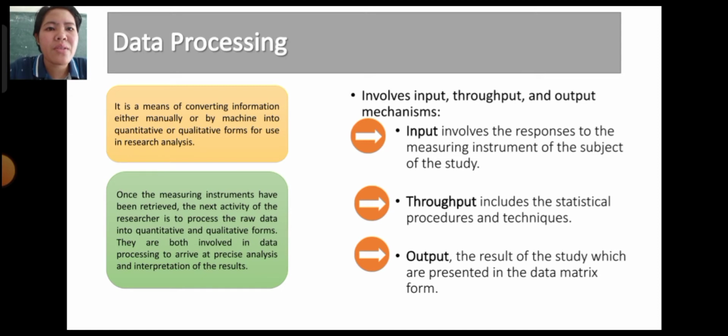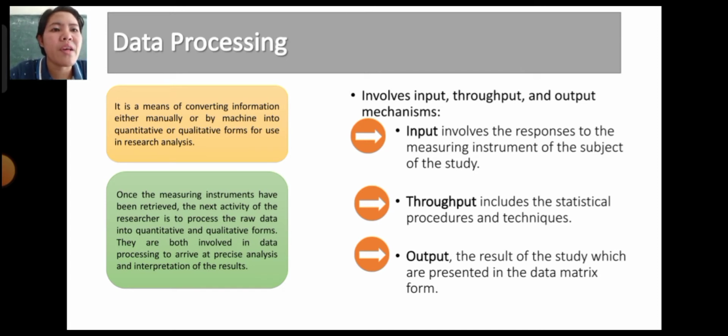It is a means of converting information either manually or by machine into quantitative or qualitative forms for use in research analysis. Okay, once the measuring instruments have been retrieved, the next activity of the researcher is to process the raw data into quantitative and qualitative forms. They are both involved in data processing to arrive at precise analysis and interpretation of the results.